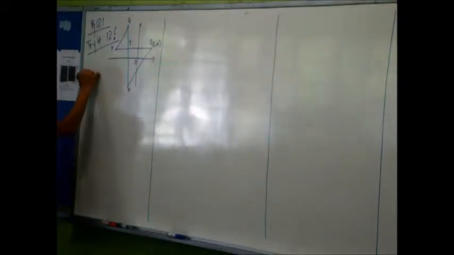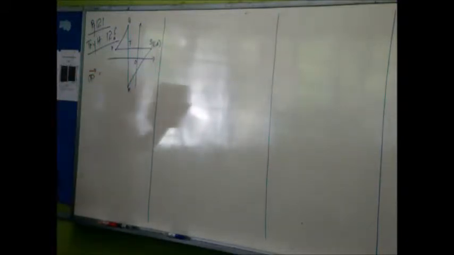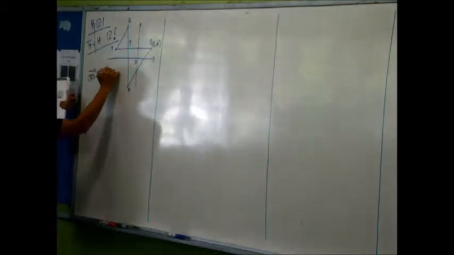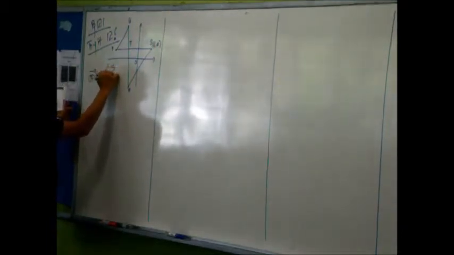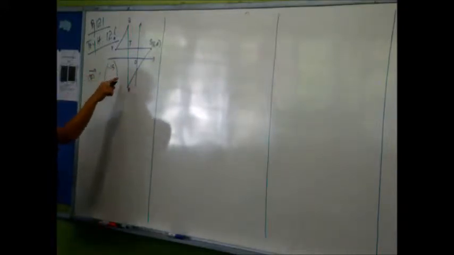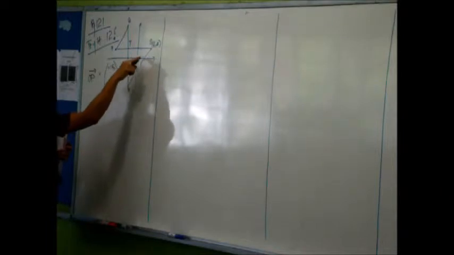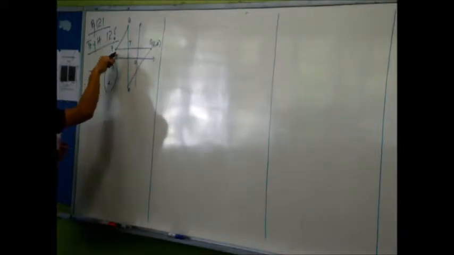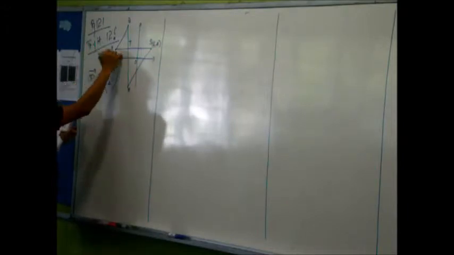Agree? Since the coordinates of P is negative 15, comma 4, it means for me to move from the origin to P, this will be my column vector. All agree? Why? Because if I plot negative 15, 4 over here, to move from the origin to this point called P, this is exactly the column vector.